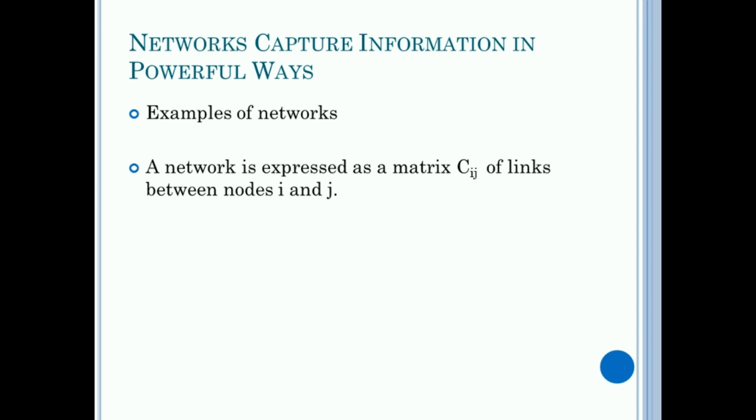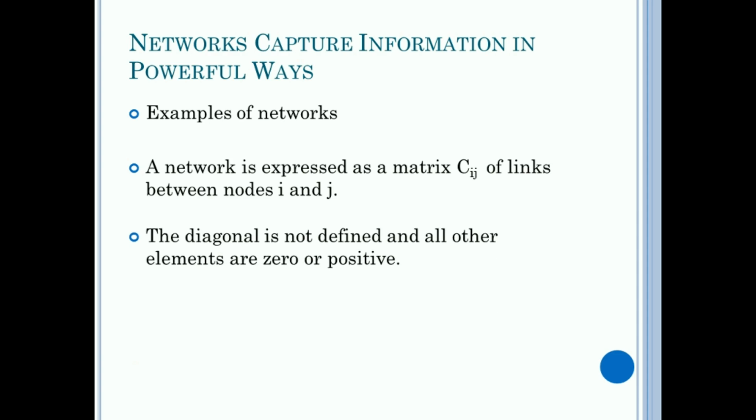A network should be defined. It's expressed as a matrix called the connection matrix or adjacency matrix of links between nodes I and J, telling us exactly how tightly I and J are connected with one another. The diagonal of this matrix is not defined, because there is no meaning to the link of a thing to itself. All other values are positive or zero, because nodes cannot have less than a zero connection to another node.